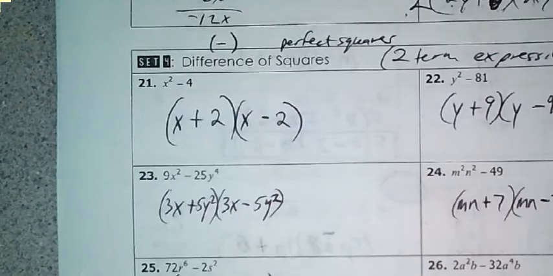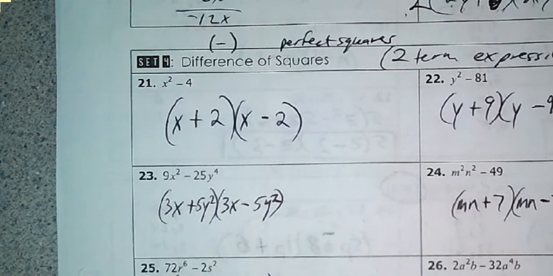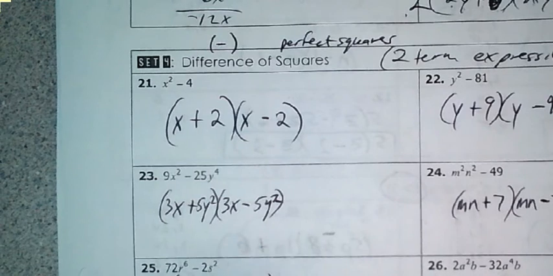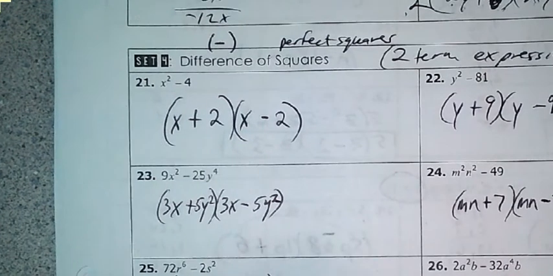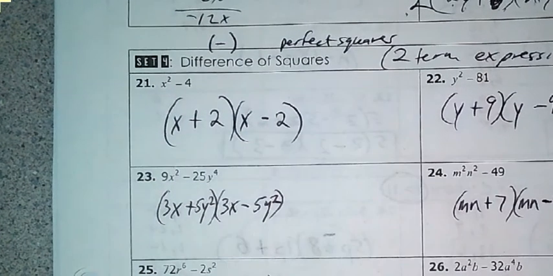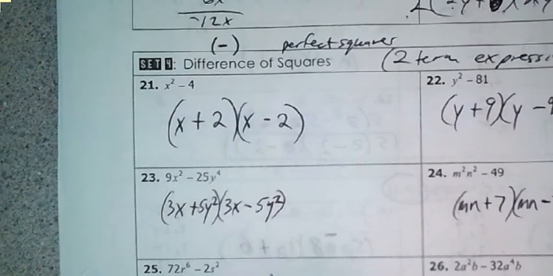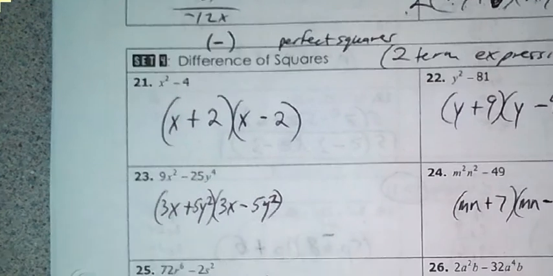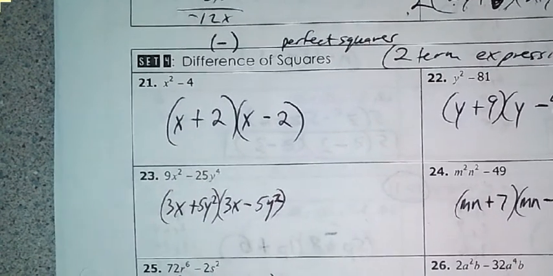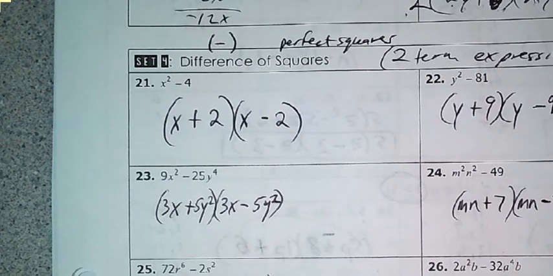Is 36 a perfect square? Yes. Is r to the 6th a perfect square? Yes. Is s squared a perfect square? Yes. So, 6r to the 3rd, 6r to the 3rd. You just cut it in half when you take the square root of an even exponent. Plus minus s and s. And we're done. Alright, I got it. Got it?